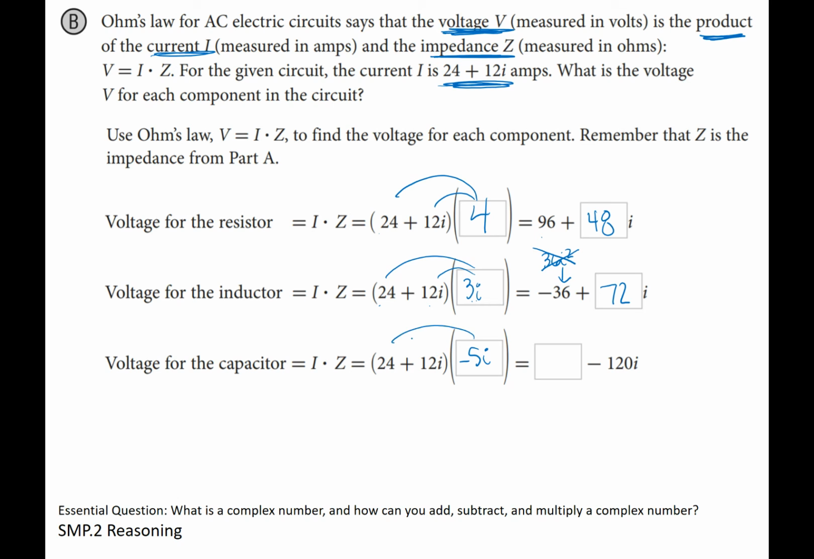So when I'm going to distribute that in. 24 times -5i is -120. -5i times 12i is -60i squared. And remember, i squared is the same as -1, so that's better known as +60, because -1 times -60 is 60.